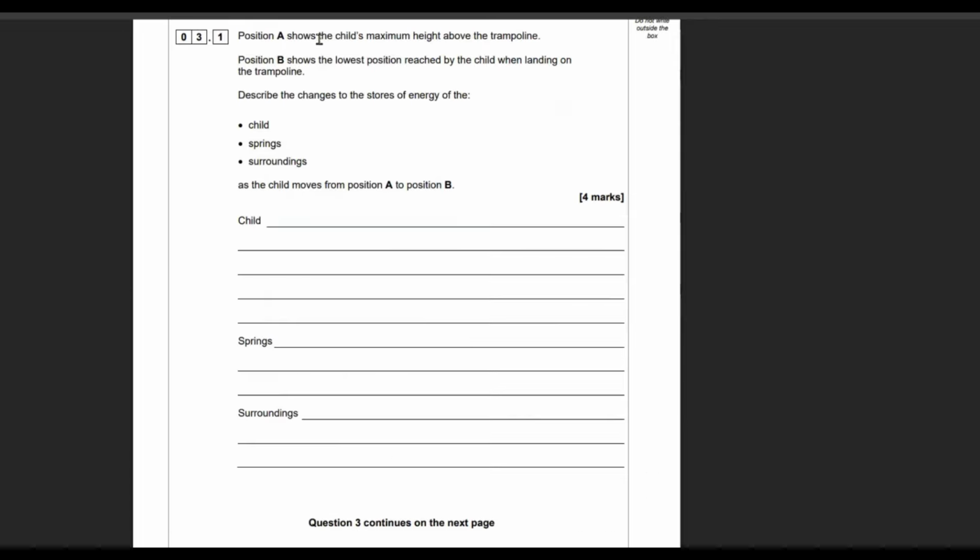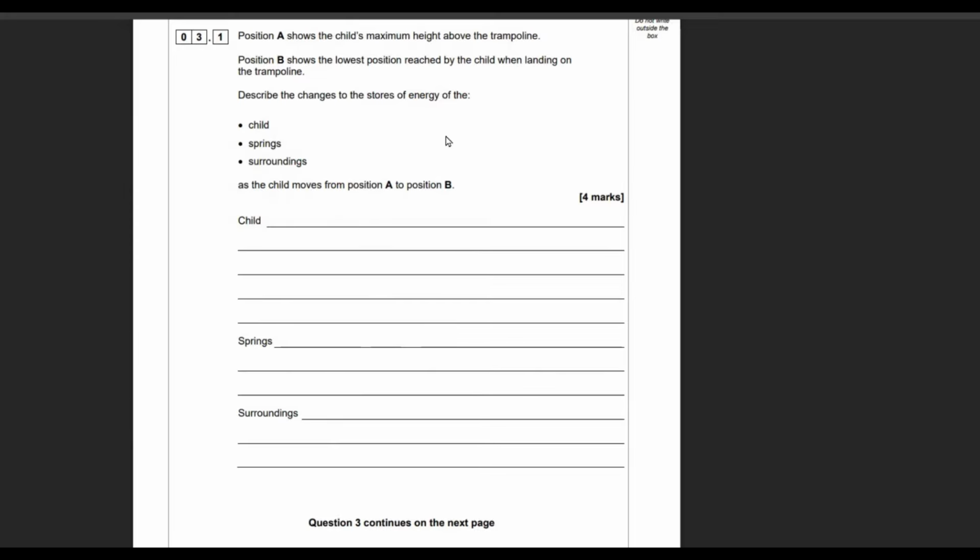3.1. Position A shows the child's maximum height above the trampoline. Position B shows the lowest position reached by the child when landing on the trampoline. Describe the changes to the stores of energy of the child, the springs, and the surroundings as the child moves from position A, so that's up in the air, to position B when they hit the trampoline. So we need to describe the child. They've given us more writing for the child. I suspect out of these 4 marks, it's 2 marks for the child, 1 mark to talk about what happens to the springs, and 1 mark for the surroundings. And all of our answers need to be in terms of stores of energy.